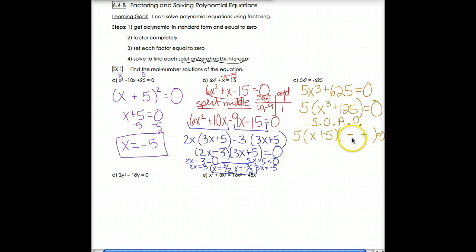This term squared is x squared. Middle, multiply, so x times 5, 5x. And then last, I'm going to square the last. 5 squared is 25. So now I need to set each factor equal to 0. People always ask about the 5. The 5 is not a factor because it doesn't have an x. So the only parts that need to be set equal to 0 are these.